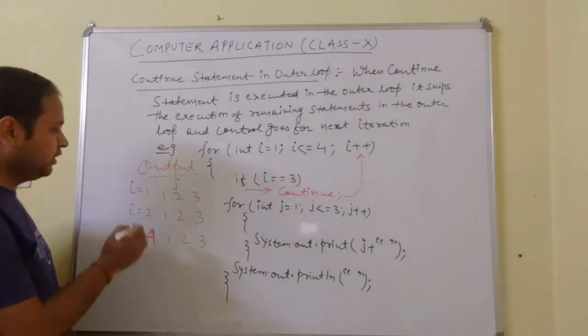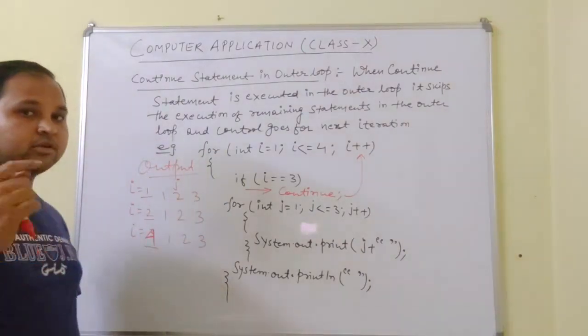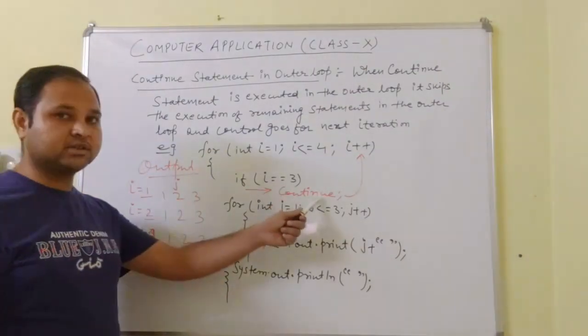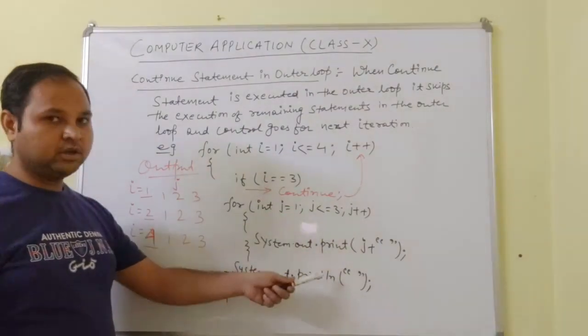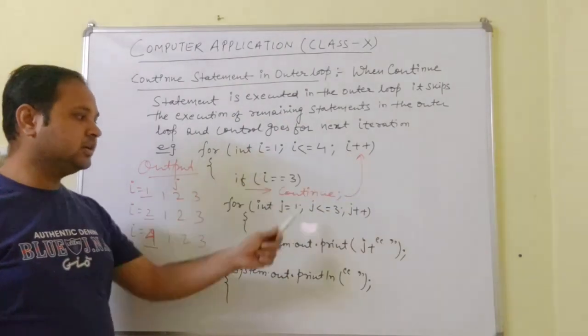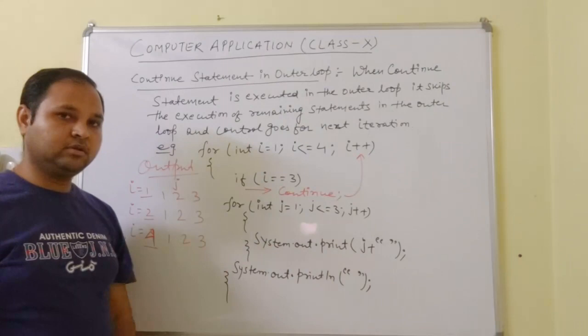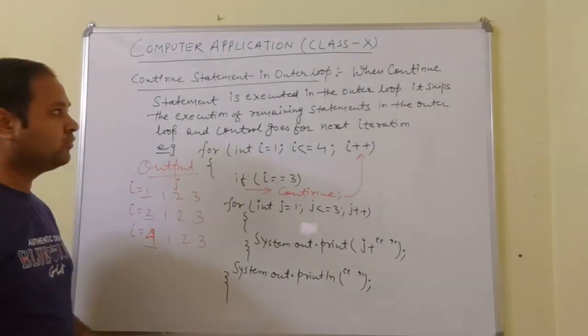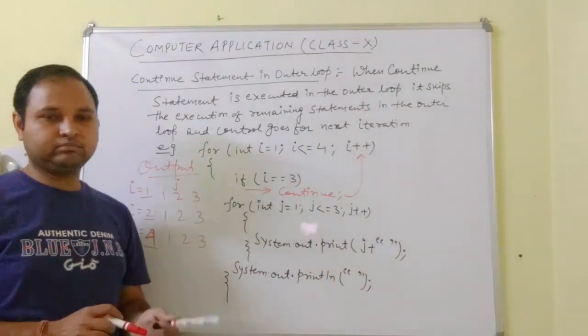So here we are having i is equal to 1, i is equal to 2 and i is equal to 4. i is equal to 3, the continue statement is executing and it skips the remaining statement execution and control goes for the iteration. The i value becomes 4. Then it starts again the inner loop and it prints the value of j. Okay. So this is the use of continue statement in outer loop.